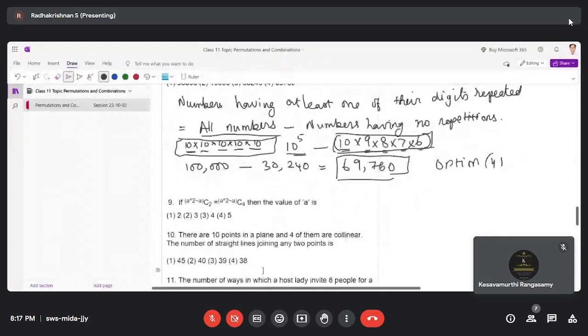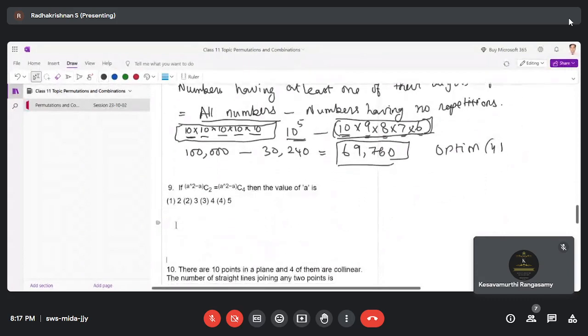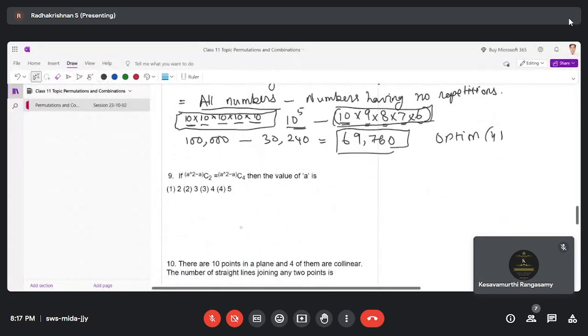Hope you are clear now, right? Good. So this is a similar problem. I think this is a slightly different problem. Please work on this. A square minus a, I cannot type it.